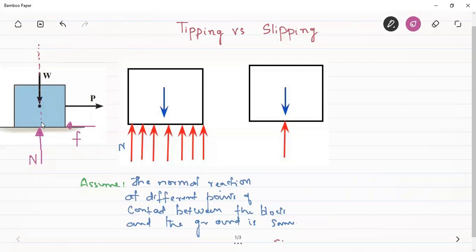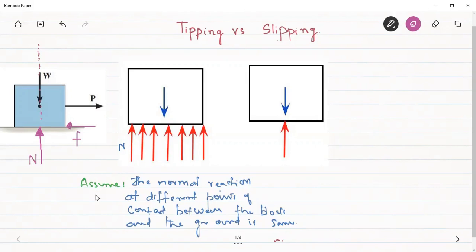This is the line of action of the weight, and in the same line we have shown the normal reaction, but it is opposite to the line of action of the weight. Now, how do we say that this is passing through the center of gravity?